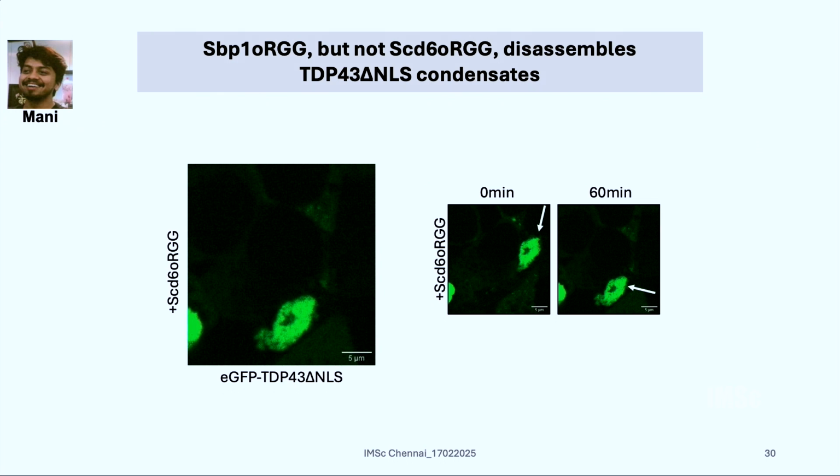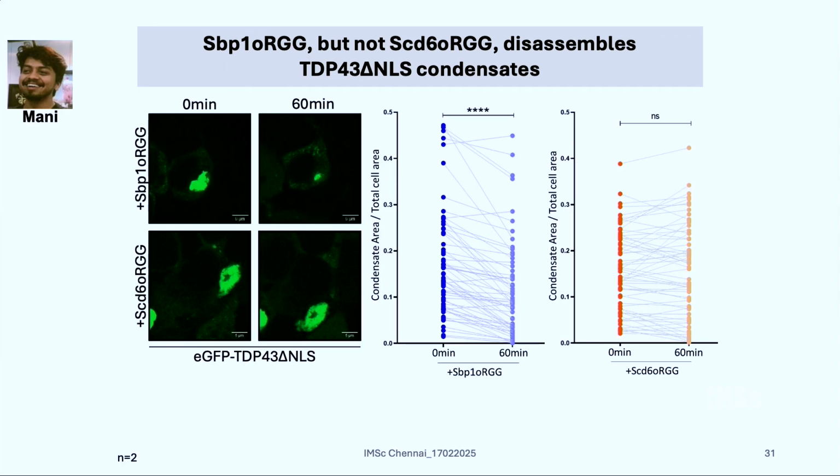Even though this is RGG rich, the interspersed sequences are different, the number of repeats are different, and it doesn't behave like the SBP1 RGG sequence. This is the quantitation, this is the decrease in size for SBP1, whereas this is in case of SCD6.